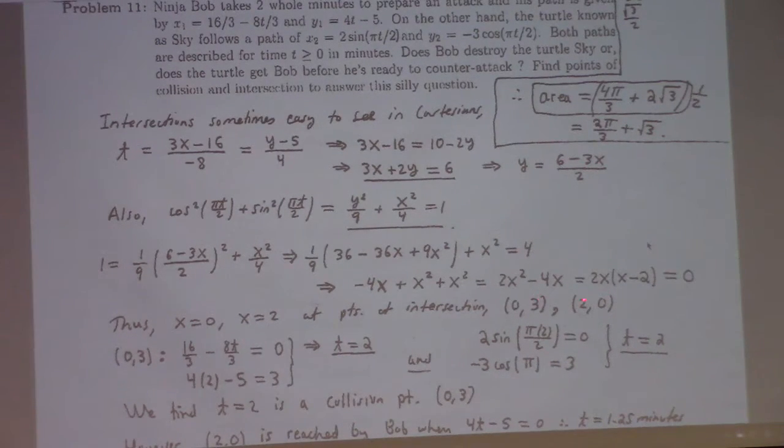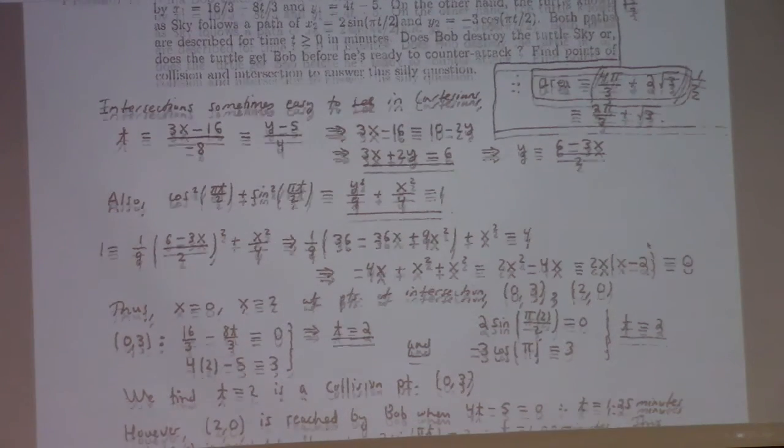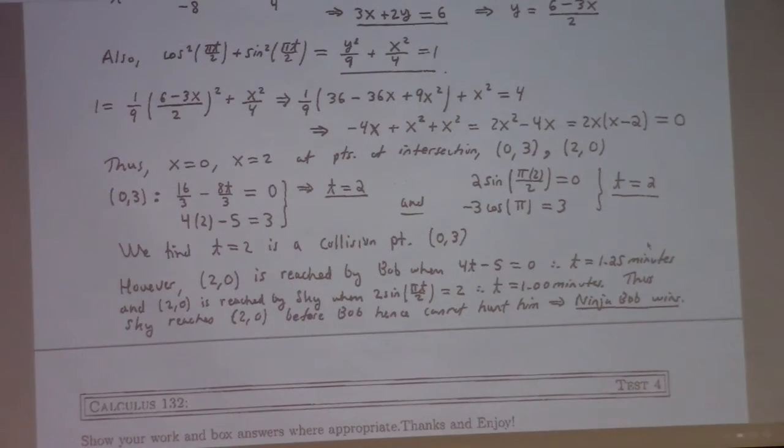And once I know that, I can figure out the parameter times that it reached those points by going back and solving for (0, 3). That would give me 16 thirds minus 8t over 3 equal to 0, or 4t minus 5 equal to 3. So t equals 2 for Bob at this point. But for the turtle, if I set this equal to 0 and that equal to 0, I also get t equals 2. So it looks like the turtle and Bob meet at time 2. So time 2 is a collision point, and the collision point is (0, 3).